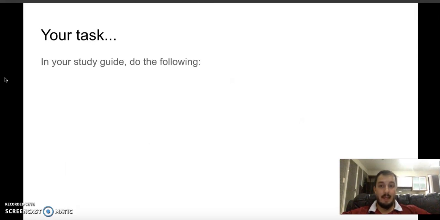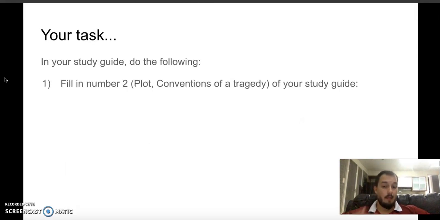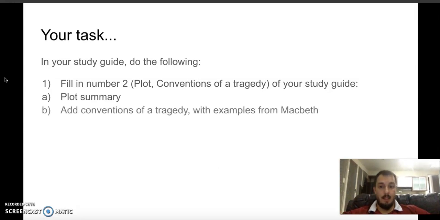What you have to do today is, in your study guides, we're looking at number 2 now, plot and conventions of a tragedy. First of all, your plot summary. If you haven't done this, I really suggest, instead of just writing it out, do a diagram, do a flowchart. This will help with your revision later. Add conventions of a tragedy with examples from Macbeth. You've got space for conventions of a tragedy. There are 6 different conventions. You need to possibly have a page for each, give a definition, and give examples from Macbeth.